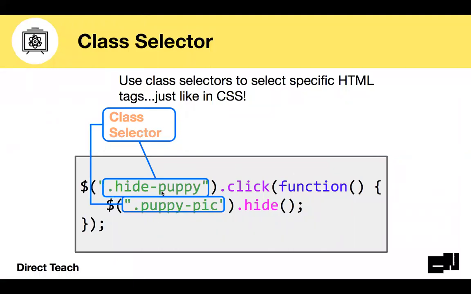So in this example, we're saying when we click the element with the class of hide puppy, the puppy pic will hide, all right? The image with the class of puppy pic will hide. So it's important that if you just want to change one specific thing in the HTML, you have to make sure that you give that a class, first of all, when you're writing the HTML, and then you have to make sure that you're choosing that class in jQuery, just as you would do in CSS to change one specific thing.